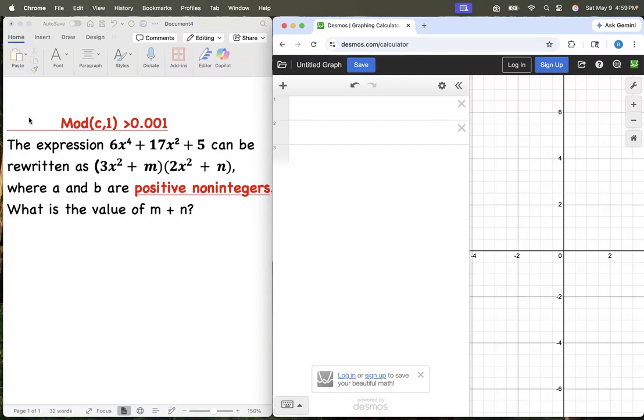When the question asks you for a positive non-integer, you need to do what we call mod C, modulo C1. And there's a reason why you're doing this. You're trying to force the situation so that you can get the decimal point of a certain number. Let me show you an easy way.